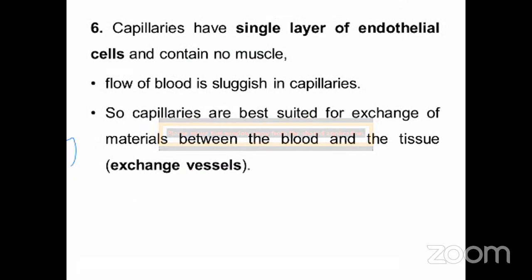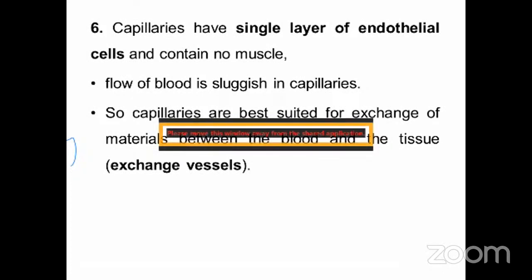Then they are lined by a single layer of endothelial cells. There is no muscle cell, no smooth muscle. So they are highly permeable, with a thin, single layer of endothelial cells. So this layer of the capillary is highly permeable. So there is easy and fast exchange of nutrients and metabolic waste products. So these vessels are called exchange vessels.